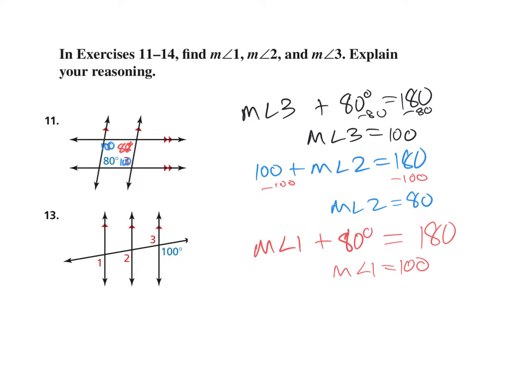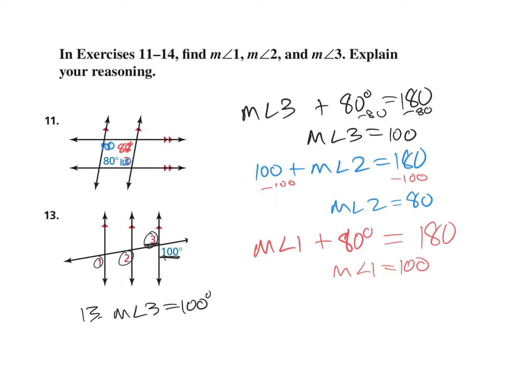So 3 parallel lines. All right, so angle 1 and angle 2 are corresponding angles. All right, angle 3 and the angle of 100 degrees, those are vertical angles. So on number 13, the measure of angle 3 is equal to 100 degrees.